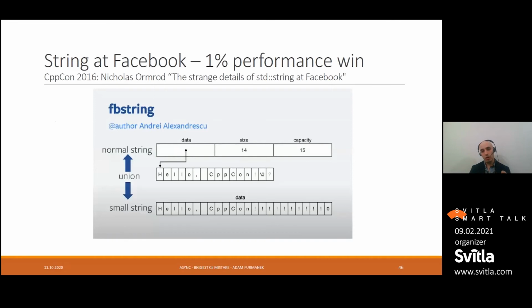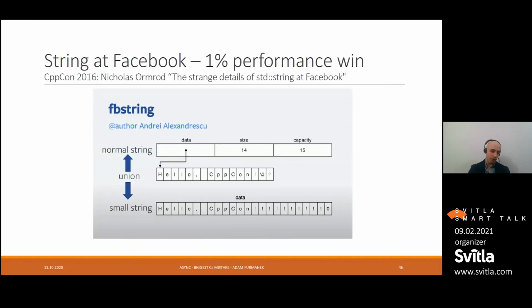There is a cool talk called The Strange Details of std::string at Facebook by Nicholas Ormrod, which I recommend you take a look at. It explains how they implemented their own string type at Facebook, which resulted in decreased memory usage by 1%. You may think that it's not much, 1%, how much is that?